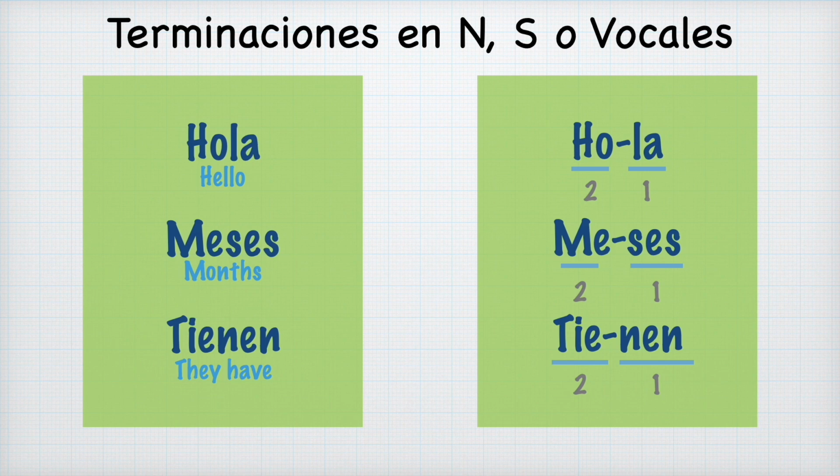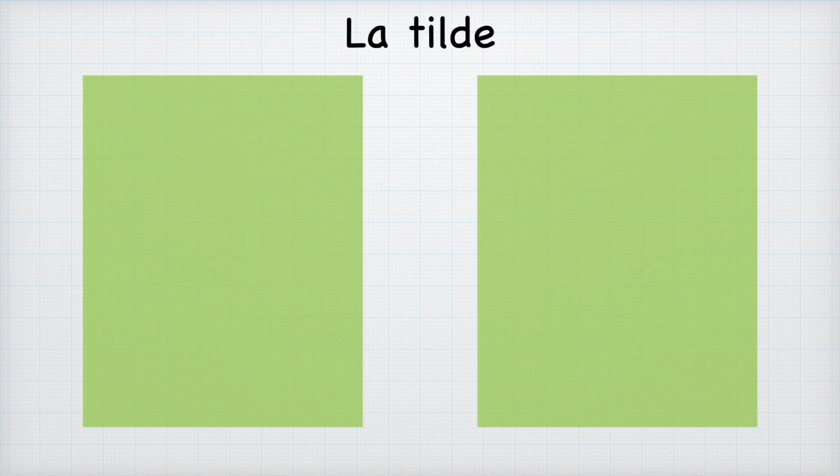We say meses instead of meses. And we say tienen instead of tienen. I hope I'm making sense. If you listen to the words, you can hear the difference. One of them has the stress. So we will use the tilde or the accent when we deviate from this rule.